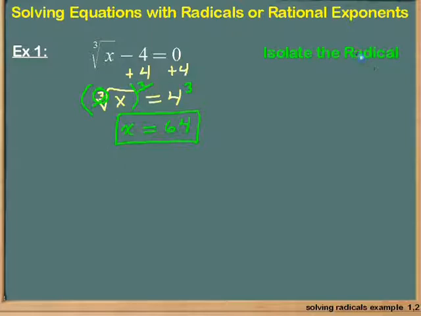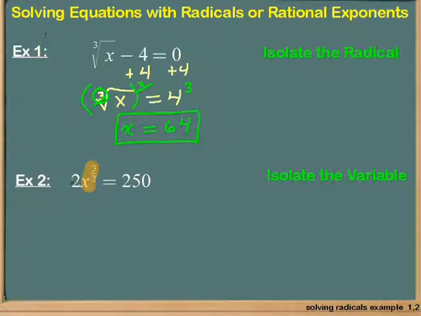All right, let's move on to example 2. In this particular problem, I don't have a radical, but I do have a rational exponent, and I have to get that by itself. So just like the radical, I have to isolate the variable. How am I going to do that? I'm going to get rid of that 2 that's multiplying by dividing. And when I do that, I am left with x to the 3 halves equals 125.